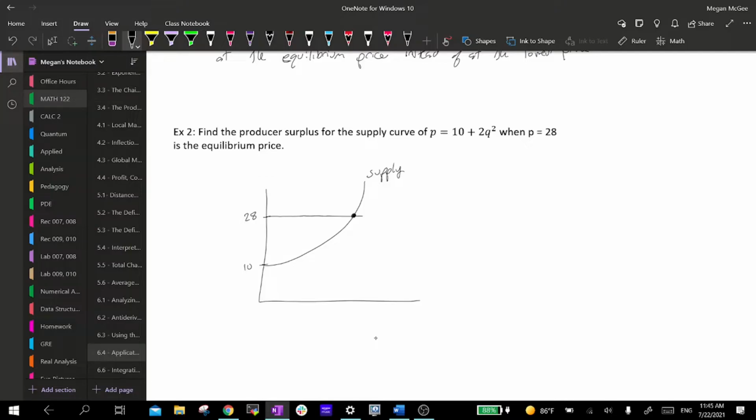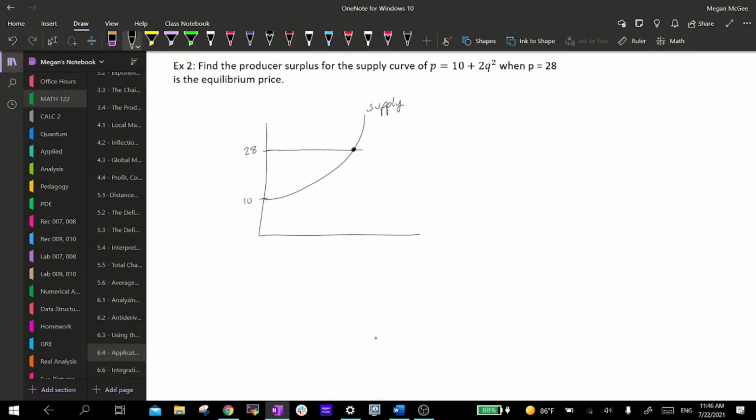So from this graph that we have, we can see that our horizontal line is our top function. So when we need to find the producer surplus, it's going to be the integral, all right, of our top function, which is just 28, minus our bottom function, which is 10 plus 2q squared, dq.